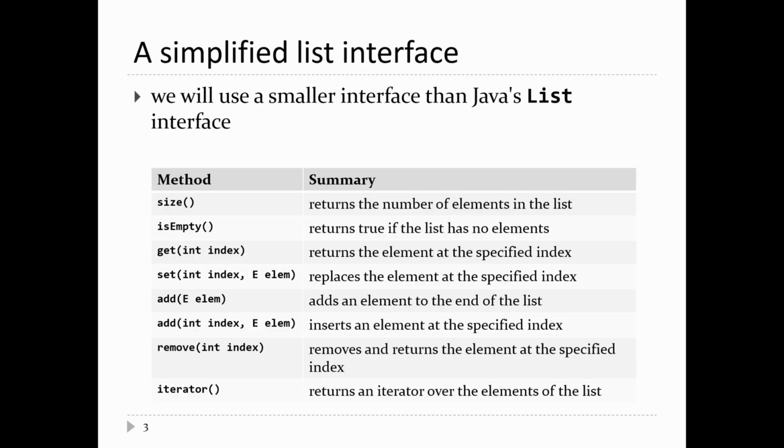So the list interface in Java is pretty big, so I don't want to implement the whole interface. I'm going to implement a reduced interface for our lists. We're going to have the 7 or 8 methods here. We'll include iterator. Then size and is empty: how many elements are in the list, and is the list empty, so does it have at least one element?